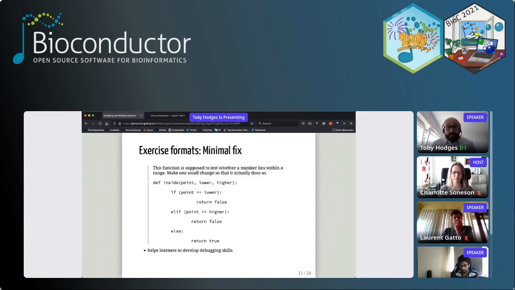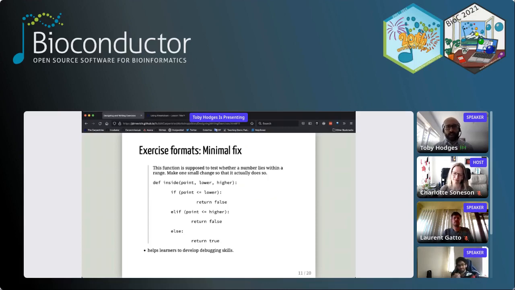So the next format would be something called minimal fix. This provides some more structure in terms of code that's already been written, and works to help learners develop those debugging skills that are really essential for someone to learn to become independent when writing code. The indentation on these lines has gone strange, but it's Python and not R anyway, so it's perhaps not a great example for this audience.